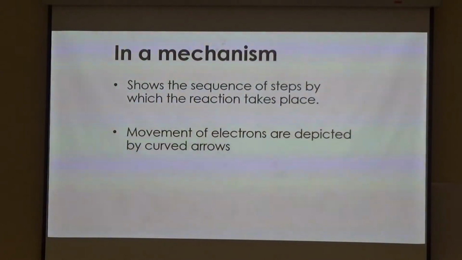Now I want to introduce you to a term called mechanism. Not sure if you are aware of it, but mechanism is what we're going to learn in the subsequent chapters as well. So for a start, let's know what a mechanism is. Basically, it shows you the sequence of steps. That means it tells you how you get to the final product. And in all mechanisms, you need to have the movement of electrons. There will be a transfer of electrons, and it is shown by the movement of the arrows.